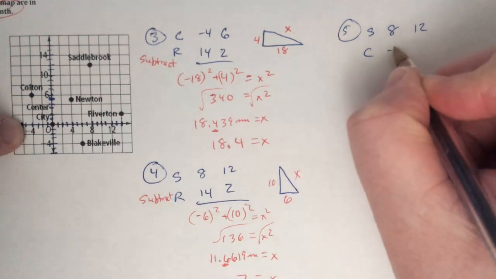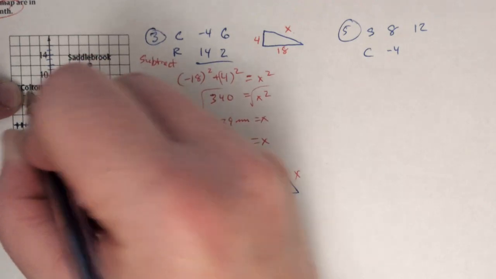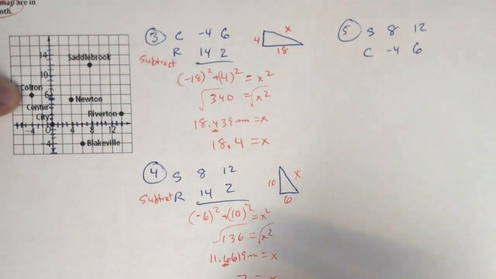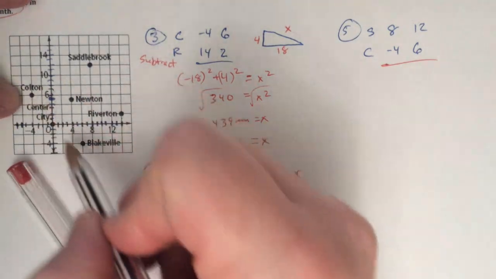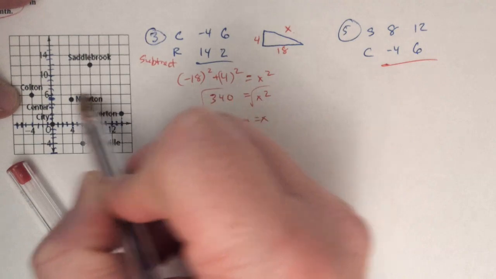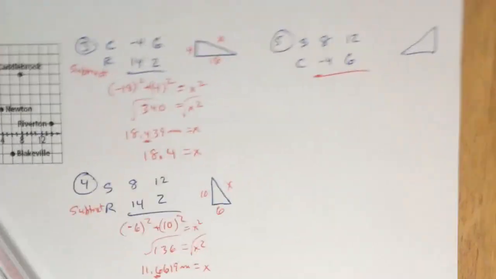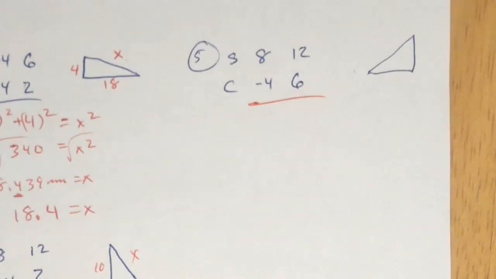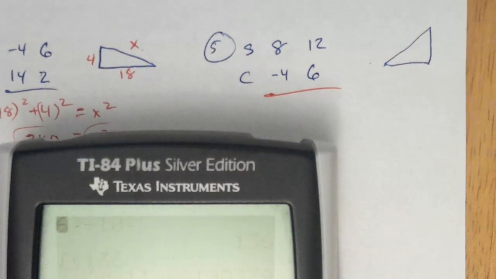That's -4. And then we go up, so that's 1, so up to 6. And it actually is at 6, so it's perfect. All right, we are going to subtract these. All right, let's see what the picture was. Say Colton and Saddlebrook. So that's this right here. So if I make this right triangle, just to get an idea of what's going on here. All right, so we're going to subtract those. Get my calculator so you can see what's going on in my head.